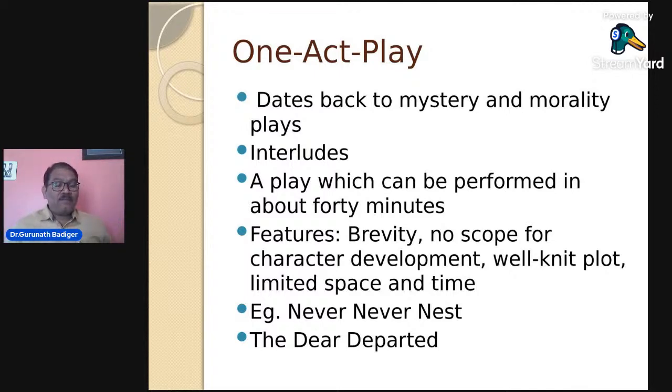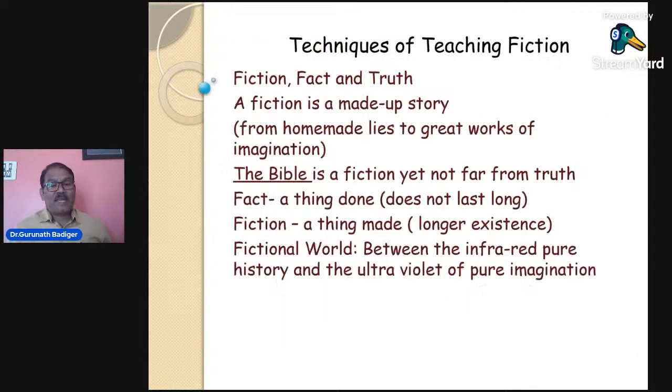and they come with a single theme, few characters. Normally, the enactment of a one act play is completed between 30 minutes to 1 hour only. So, wonderful one act plays are Never Never Nest, The Dear Departed. And one act play is normally used for teaching speaking skills. And one act play should be enacted in the classroom, and students can practice that.